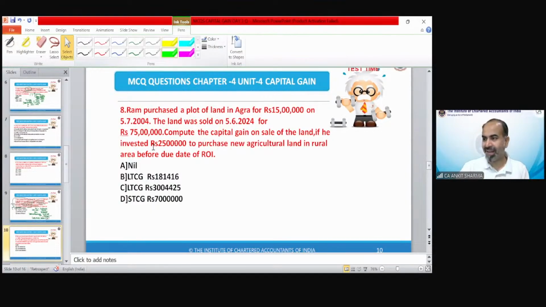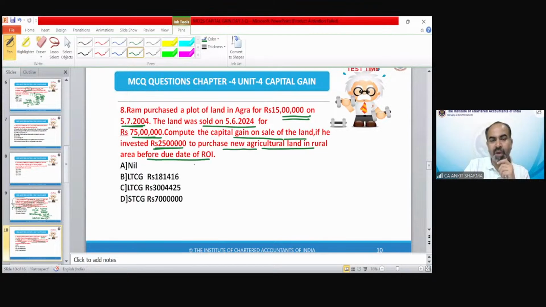Next is question number 8. The provision says, Ram purchased a plot of land in Agra for 15 lakh on 5 July 2024. The land was sold on 5th June 2024 for 75 lakh. Compute the capital gain on sale of the land if he invested rupees 25 lakh to purchase new agricultural land in a rural area before the due date of ROI.